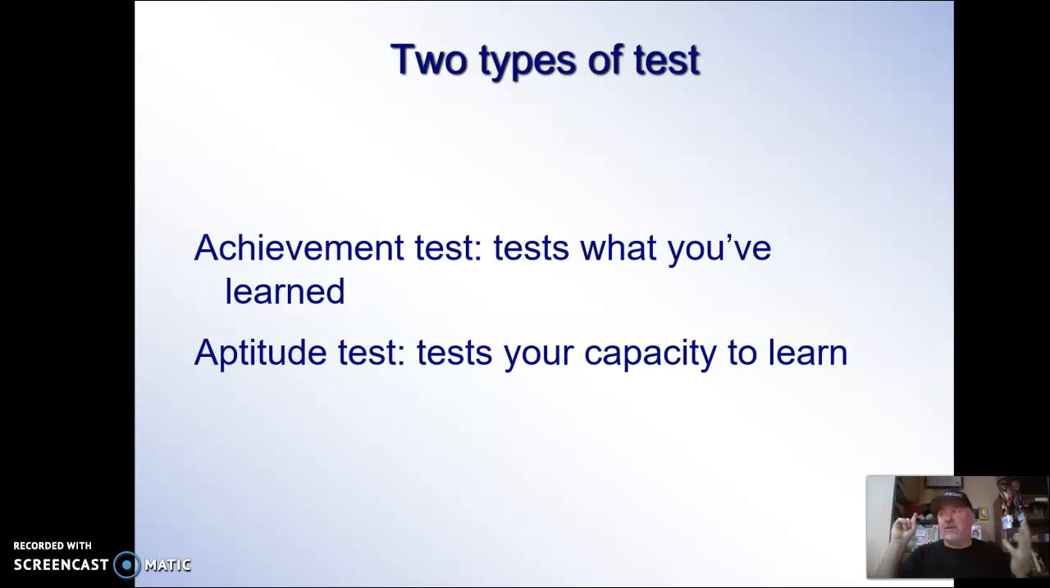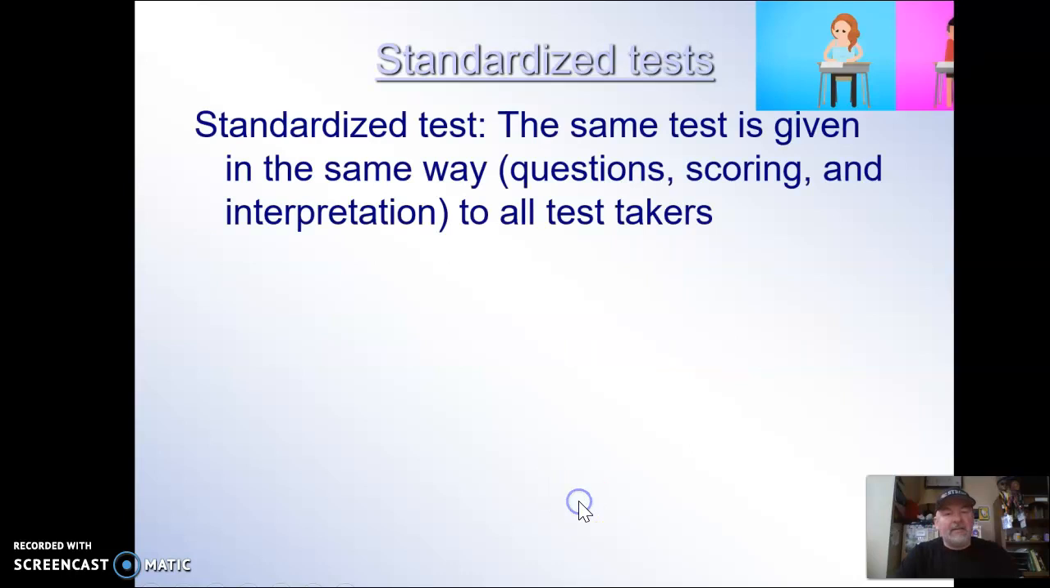SAT is an aptitude test. All of your state tests are aptitude tests. All of your ACT tests are aptitude tests. So this is mostly what you take in this. An achievement test would also be something like the bar exam for a lawyer or the boards for a doctor, something like that.